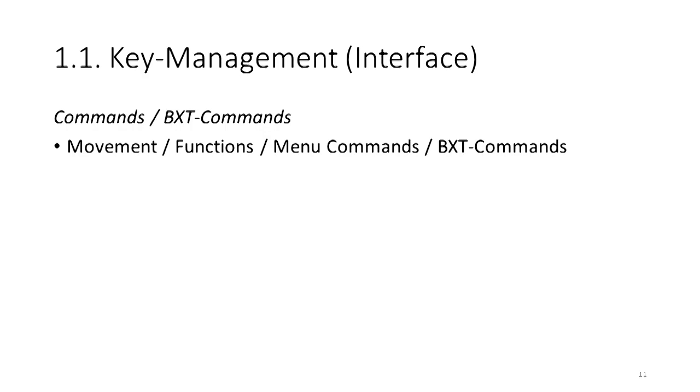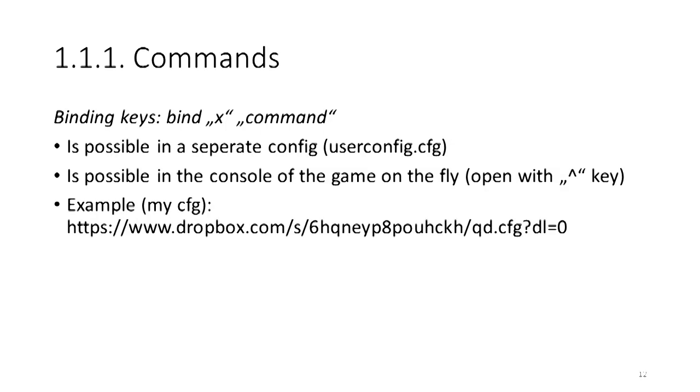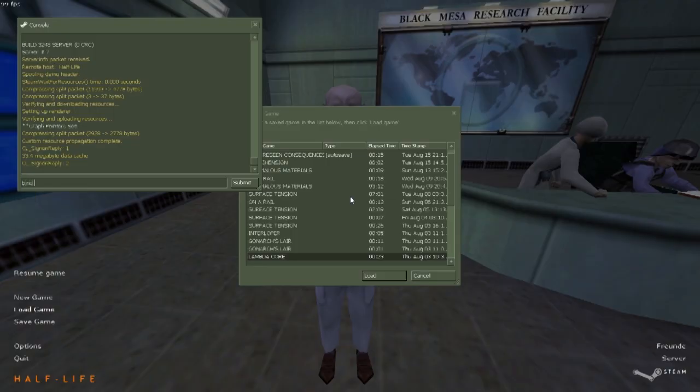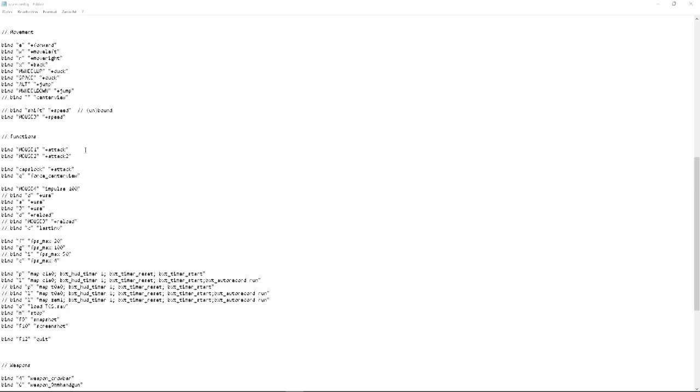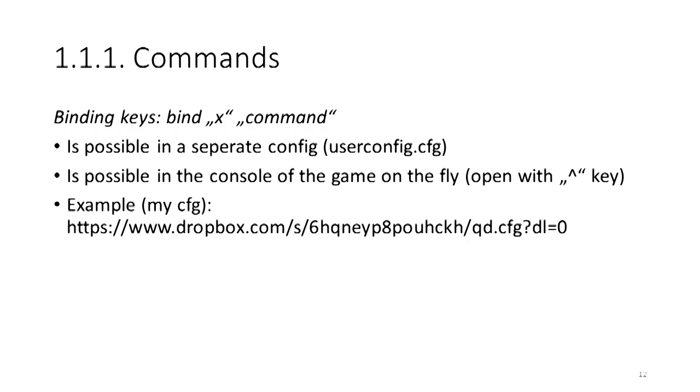Key management and how to use the interface is actually considering how you are binding commands to keys. Those commands, in my opinion, can be roughly categorized into movements, functions, menu commands, and BXT commands. First of all, how you bind those commands is always the same, if you're doing it right into the console, in the game, or in a separate user config. I have provided my own CFG so that you can actually have a look at how you can organize your config for overview.